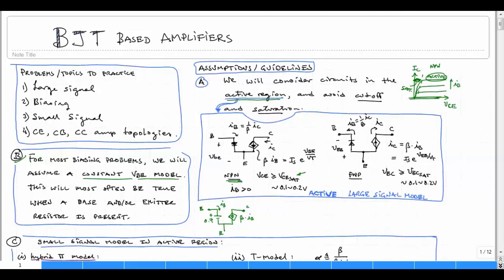This is a lesson in a series of lessons introducing bipolar junction transistor-based amplifiers. To date, we have worked through large signal problems, DC biasing problems, small signal modeling, and some sample problems, and now we arrive at this fourth item where we will be looking at the three amplifier topologies: the common emitter, common base, and common collector topologies.